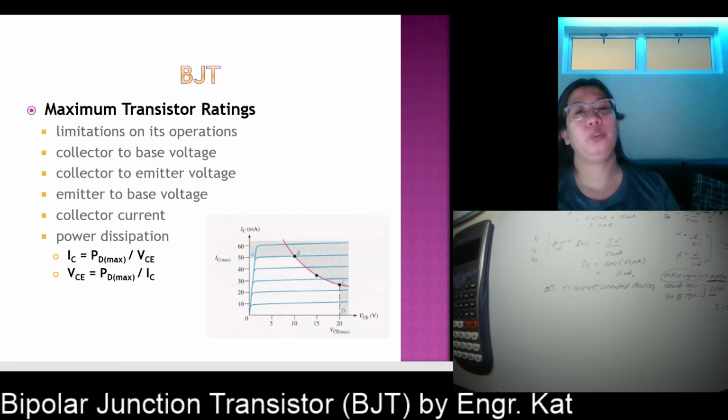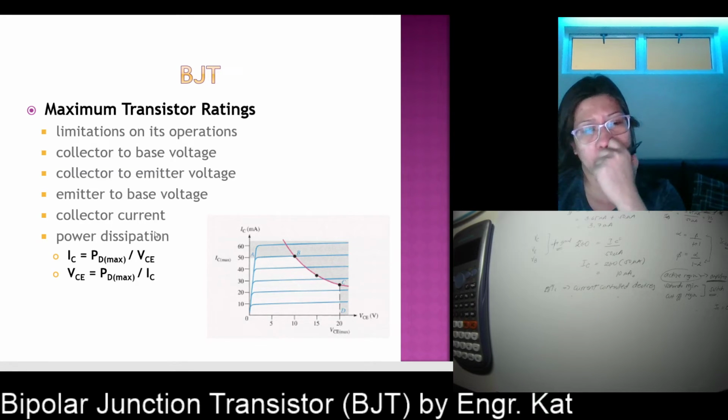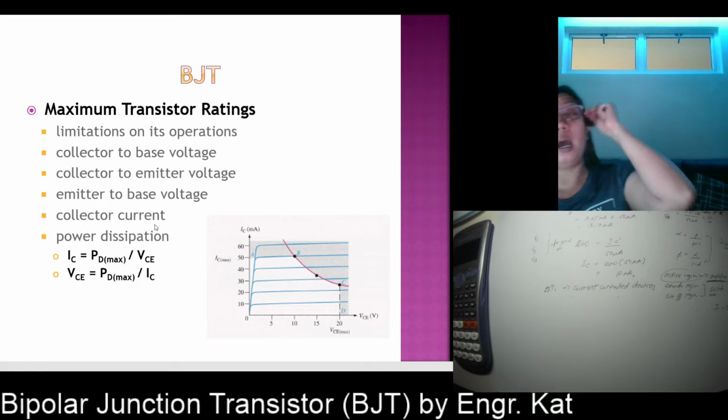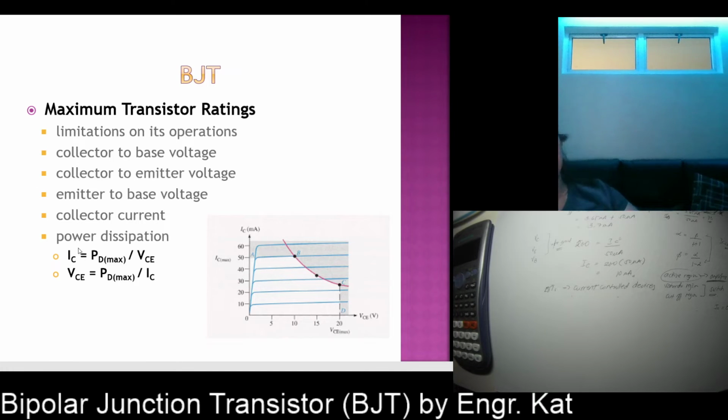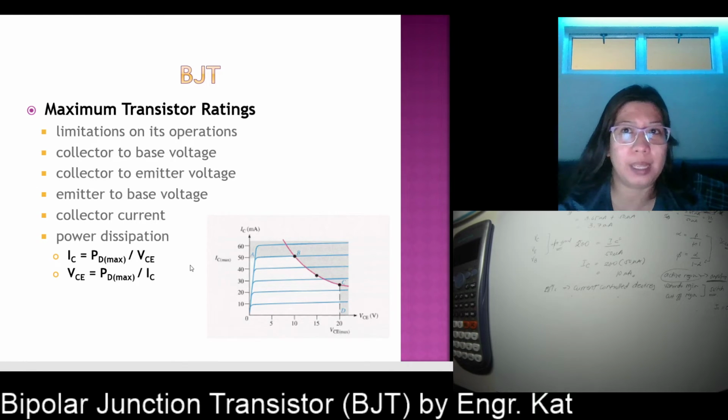So it has something to do with the collector to base voltage, the collector to emitter voltage, emitter to base voltage, collector current, and power dissipation. So we have to make sure that we do not exceed those maximum transistor ratings, so that we will not be damaging your transistor. As much as possible, we have to place the operating points somewhere far away from the maximum transistor ratings.